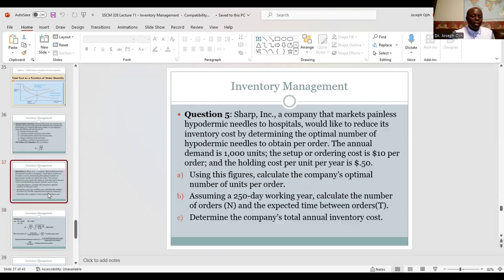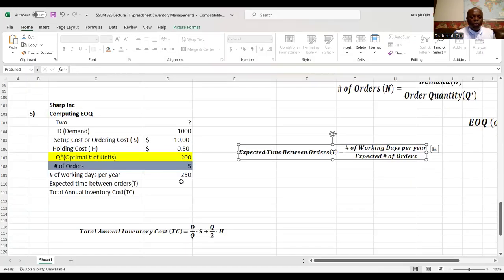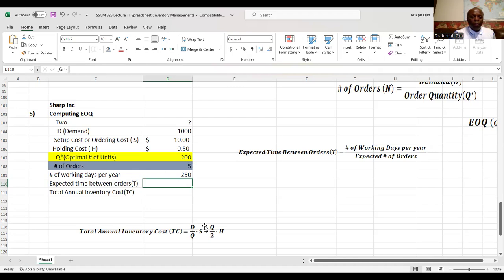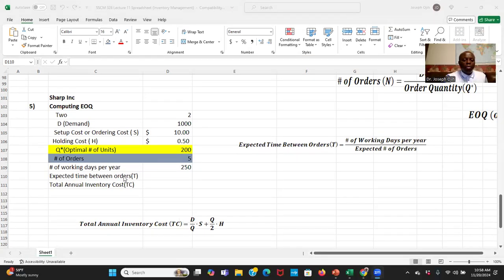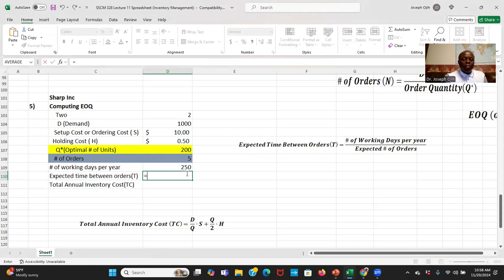Anyway, you are told that there are 250 working days per year. So the expected time between orders will be the number of working days in a year, which is 250. Equal sign. Then remember, before you do any calculation, you press the equal sign. Click, divided by the number of orders, which is 5. Okay, that gives us 50.